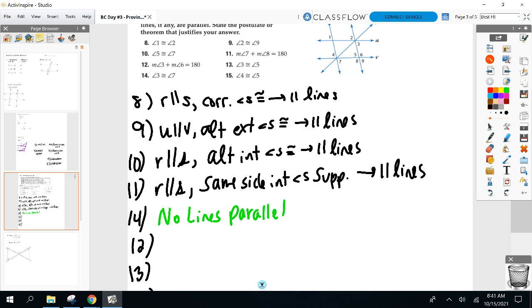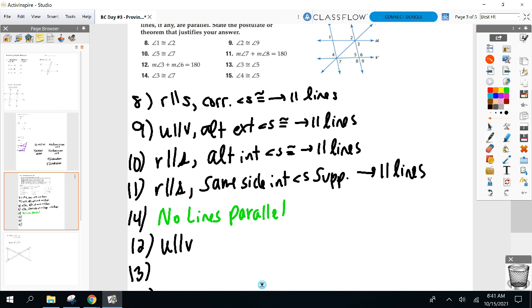I'm just going to get going here because I want to make sure we get through the two proofs we have to do. 1, 2, 3, and 6 are supplementary. So which lines were parallel? U and V. And to save even more time, same side interior angles, supplementary, imply parallel lines, right?